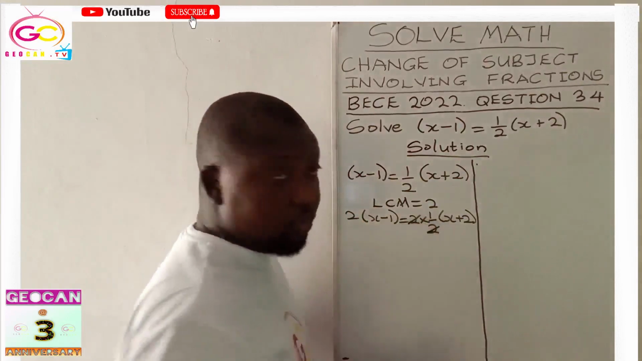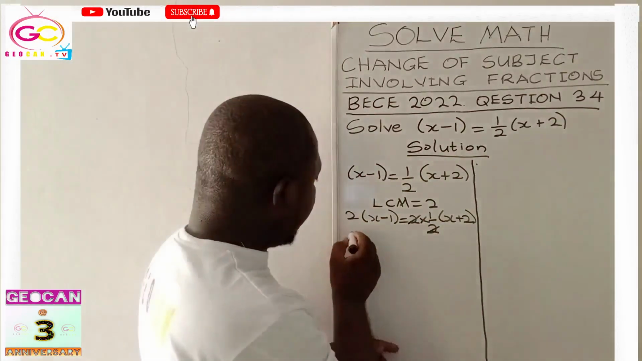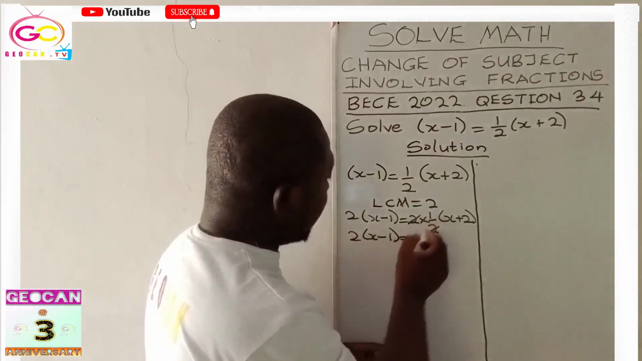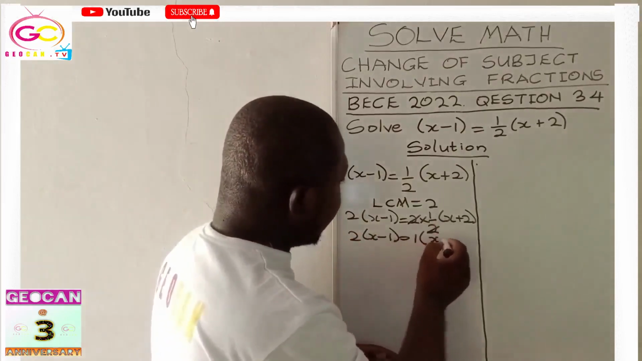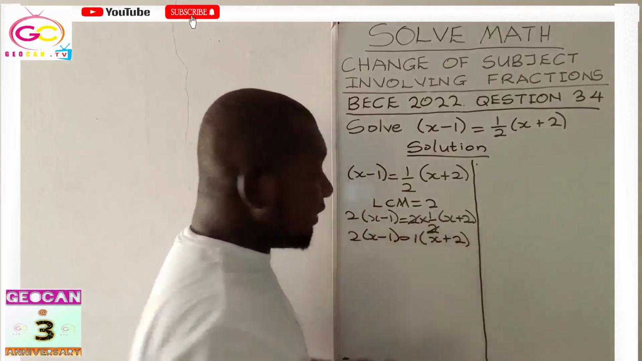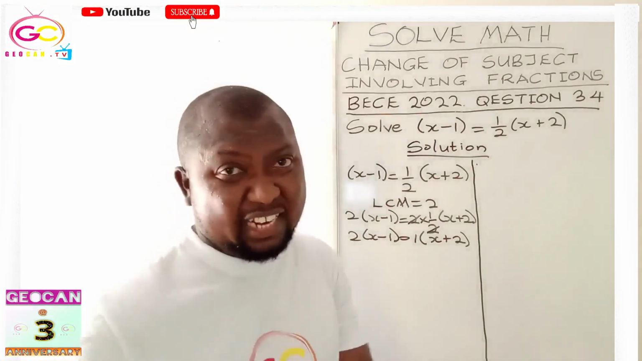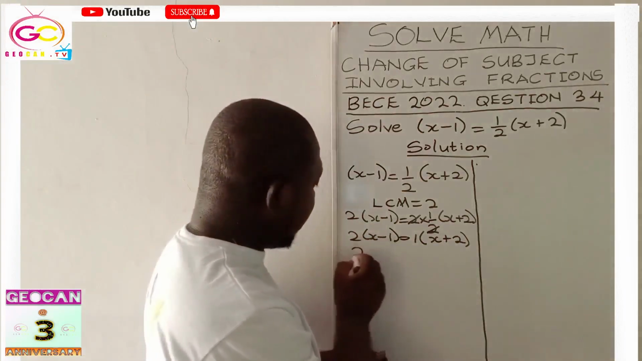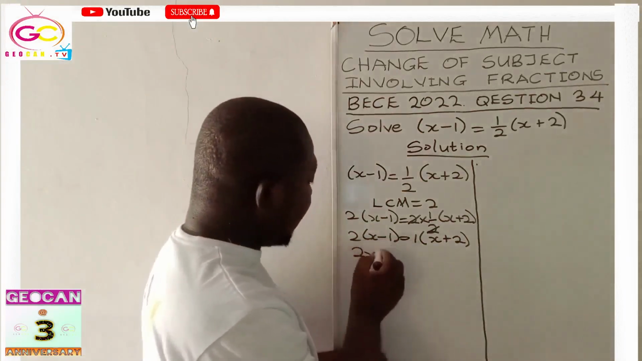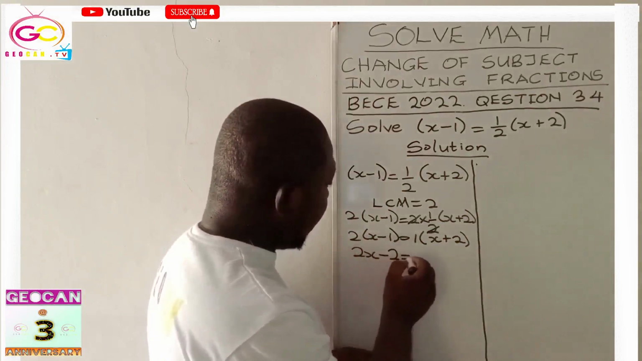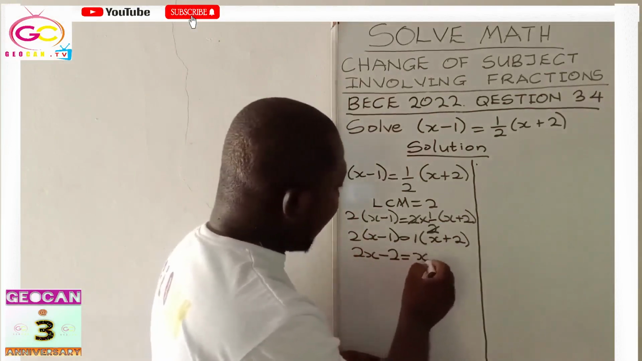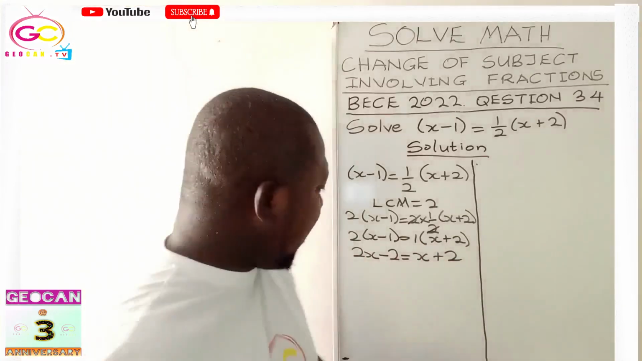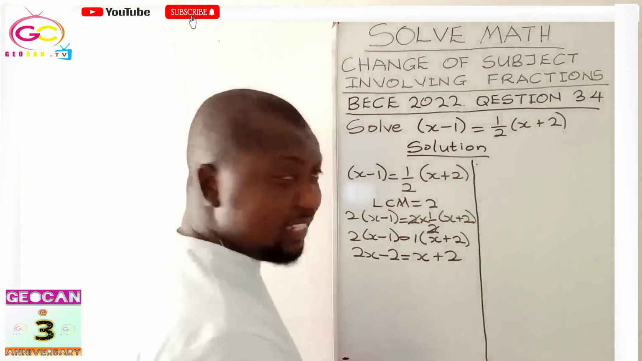2 will cancel this 2, right? Good. So we'll be left with what? 2 into bracket x minus 1 bracket close is equal to what? 1 into bracket x plus 2. Yes, I intentionally brought a 1 for you to understand it. Okay, good. So let's expand. 2 times x will give us 2x. 2 times negative 1 will give us negative 2. It's equal to now 1 times x will give us x. 1 times 2 will give us what? 2. That is all. I hope you understand it now.